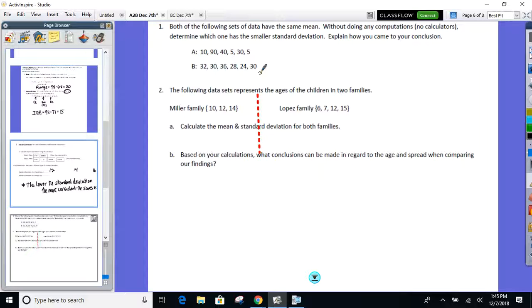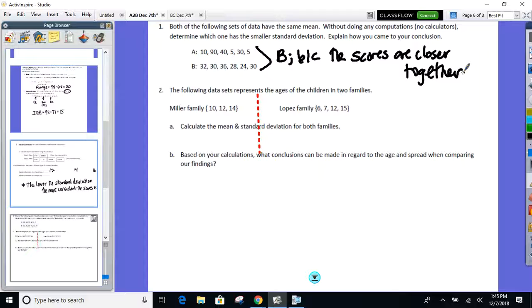So B would have the lower one because the scores are closer together. Do we see the use of this number here? The smaller it is, that tells me, oh, your standard deviation is 1.2, your scores must be pretty darn close. Versus 25.2, whew, you're all across the board.